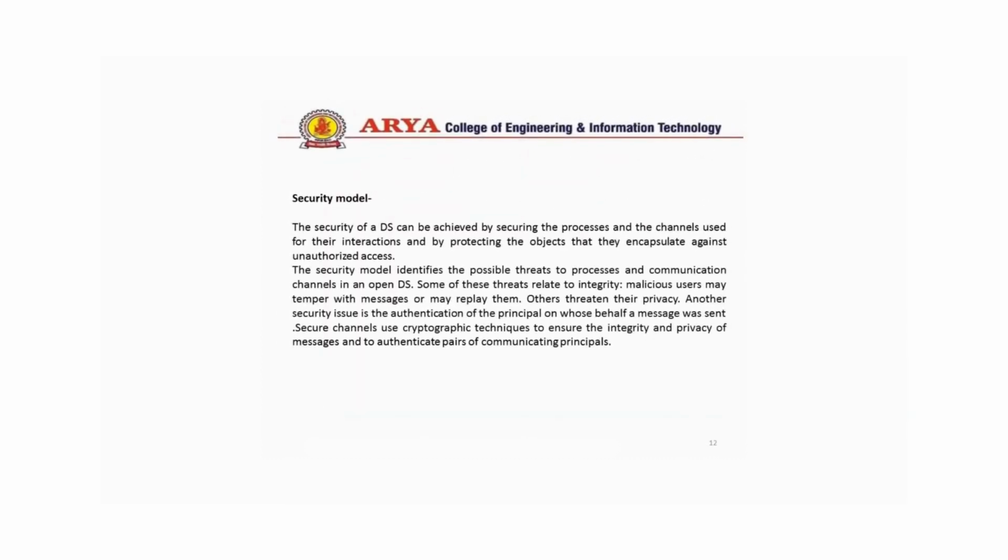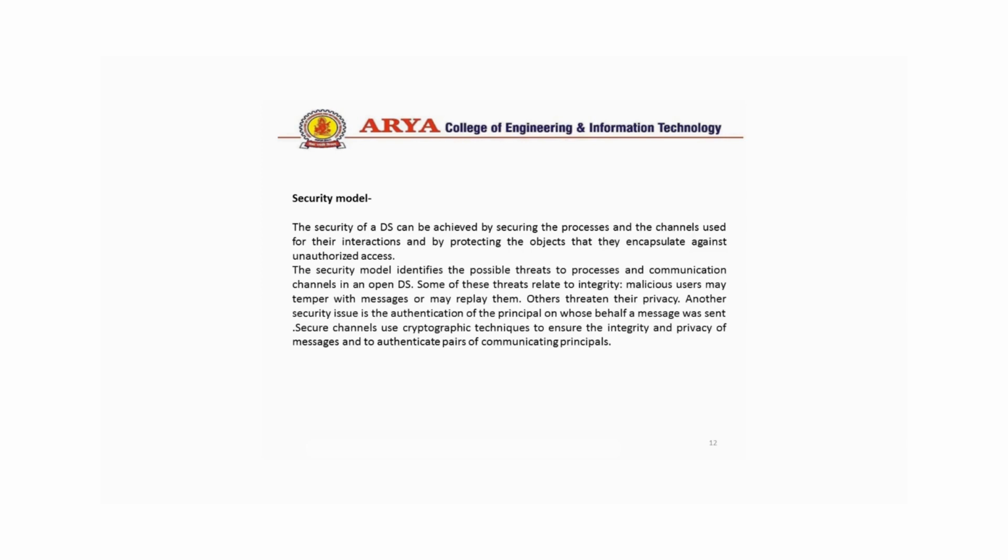Security model. The security of a distributed system can be achieved by securing the processes and the channels used for interaction and by protecting the objects that they encapsulate against unauthorized access. The security model identifies the processes, possible threats to processes, and communication channels in an open distributed system. Some of these threats relate to integrity. Malicious users may tamper with the messages or may replay them. Others threaten their privacy. Another security issue is the authentication of the principal on whose behalf a message was sent.